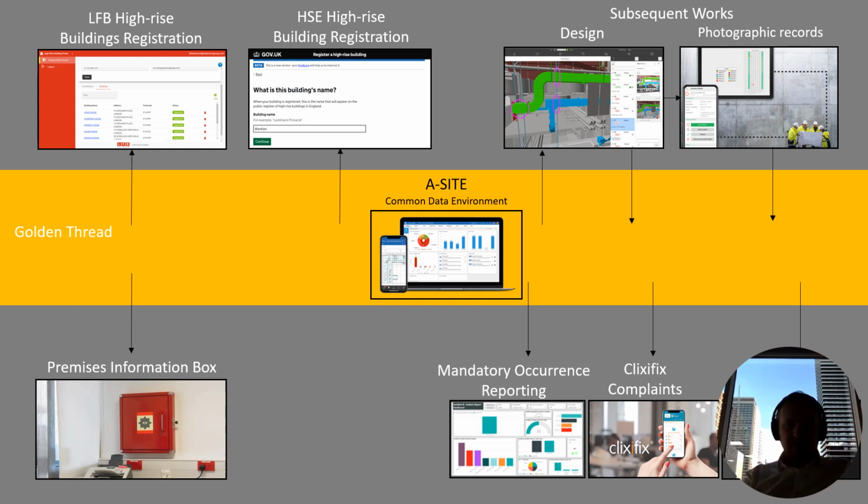This information also plugs into any mandatory occurrence reporting system that we have. In this instance, the mandatory occurrence reporting is actually done within the A site itself, and we can utilize that same information. And the complaints, and you can see there's an app that's just behind me. Here is an app that could be used to implement the resident engagement strategy. You can pull information from the golden thread to leverage that as well.